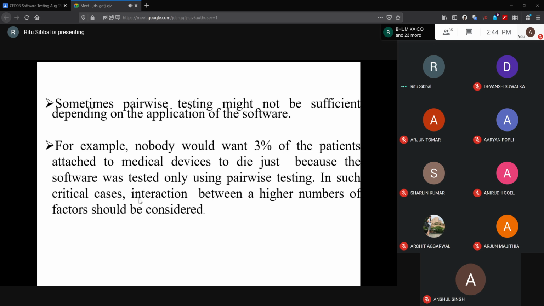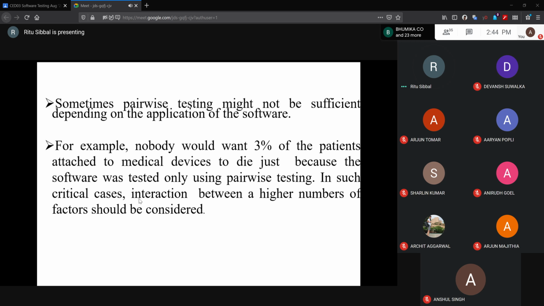So now what does experimental research show? It shows that consideration of a maximum of 6 factors, 6-way interaction, is enough to identify 100% of faults. Not more than 6. And in some cases, 4-way interactions.